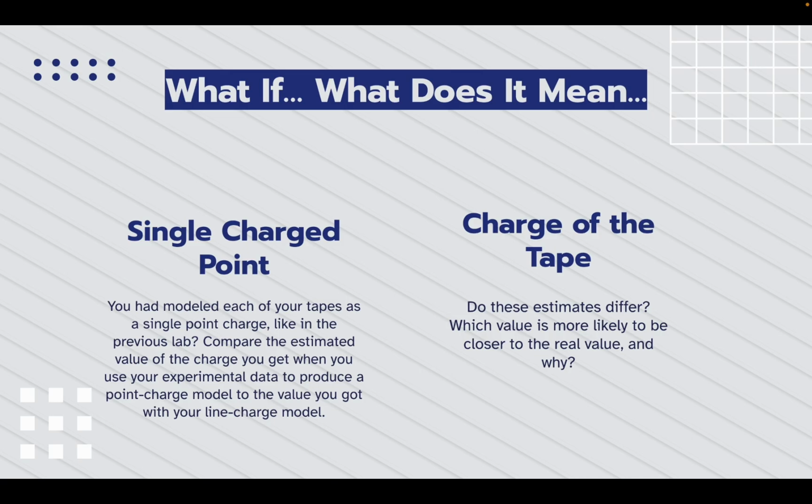When comparing the point charge model to the value we got in the line charge model, they differed by a factor of about 2, with the line charge model having a larger charge value. These estimates may differ due to the different considerations, such as considering the tape as a single point charge versus a uniformly distributed charge. By evaluating the tape as a uniformly distributed charge, we were able to get a more accurate value of the tape's charge.